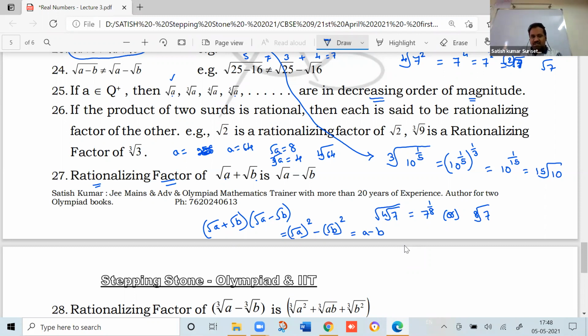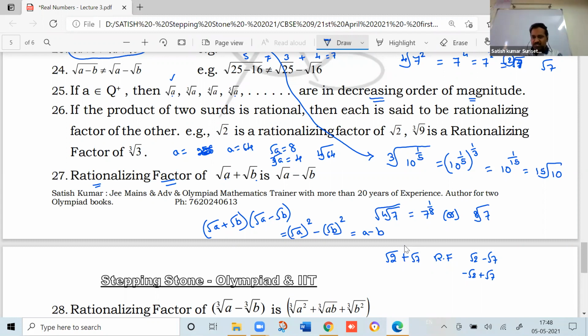Now, tell me what the rationalizing factor of root 2 plus root 7 is. Root 2 minus root 7. Not only root 2 minus root 7, I can even take minus root 2 plus root 7 also. Check, still the product is a rational number only. Here the product will be minus 5, and here the product will be plus 5. But still the product is a rational number.